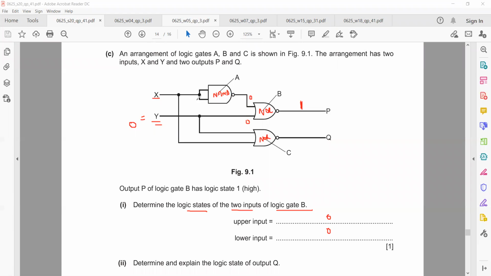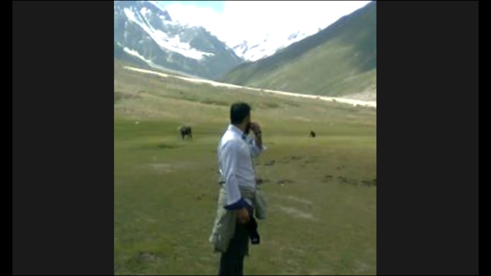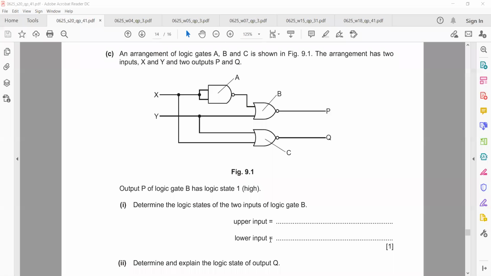We want the final output to be 0. If we want the final output to be 0, what could X be? For example, if X is 0, then it will be 0 and 0. 0, 0 for an AND gate is 0, but it passes through the inverter, so it will be 1. So X cannot be 0. If X is 1, this whole X goes as the first input and the second input as well. So 1, 1. For an AND gate, it is 1, but it passes through the inverter, and it will make it 0. For this one, because they mention the output P of logic gate B, we want output P of logic gate B to be 1. So if we want this to be 1, the upper input should be 0 and the lower input should also be 0.